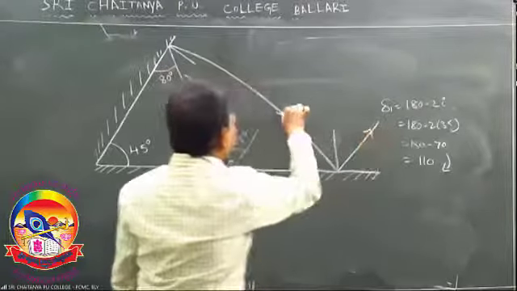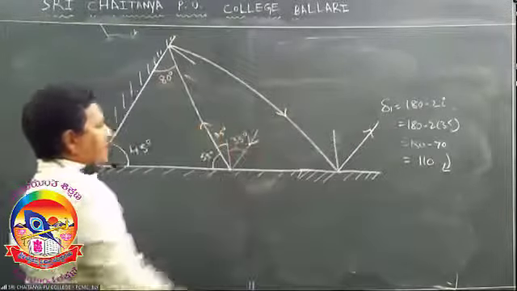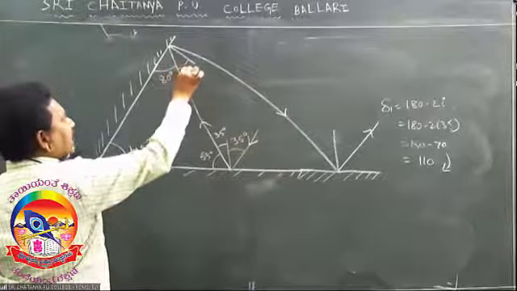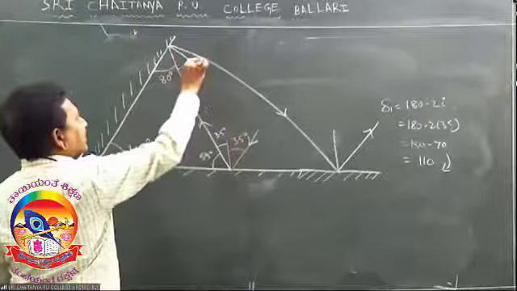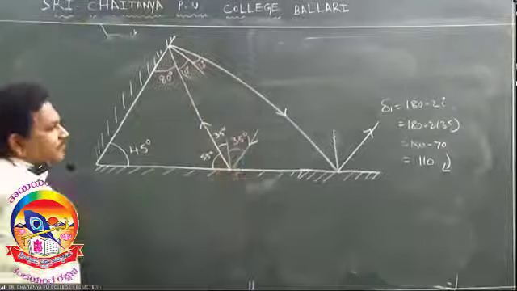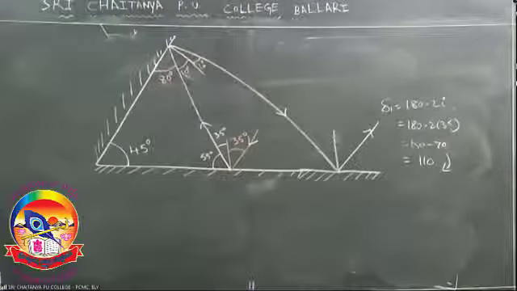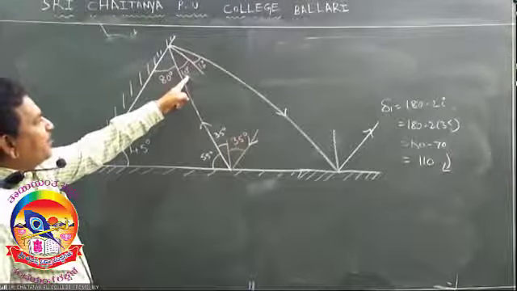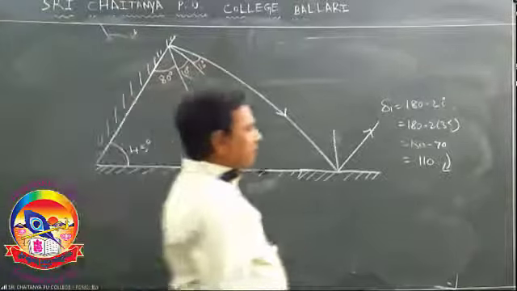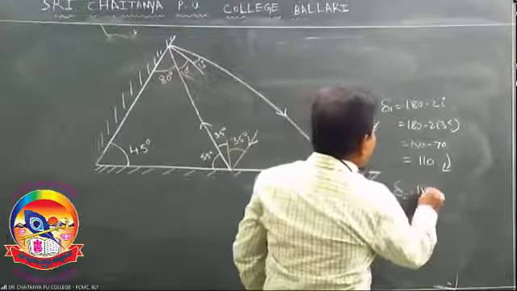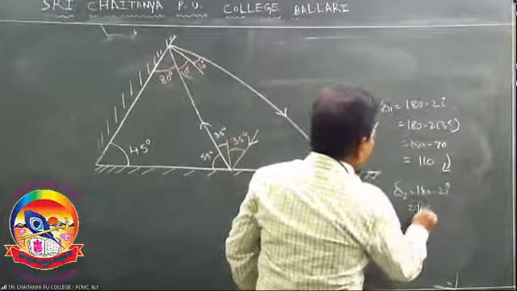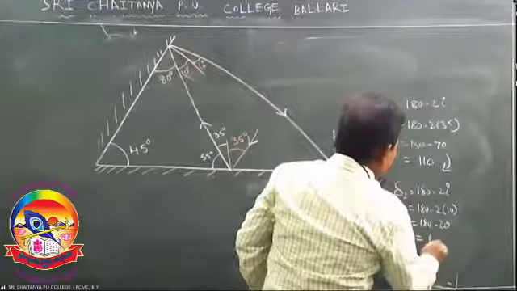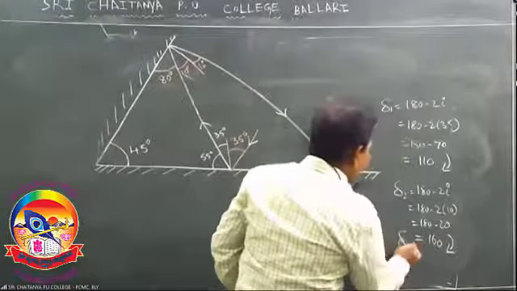Reflected. Third reflection. If this is 80, this is how much? 10. If this is 10, this is how much? 10. 90 degrees total. This is already 80. Now the angle of incidence is how much? 10. Calculate delta 2. Delta 2 is equal to 180 minus 2i. 180 minus 2 into 10. 180 minus 20.